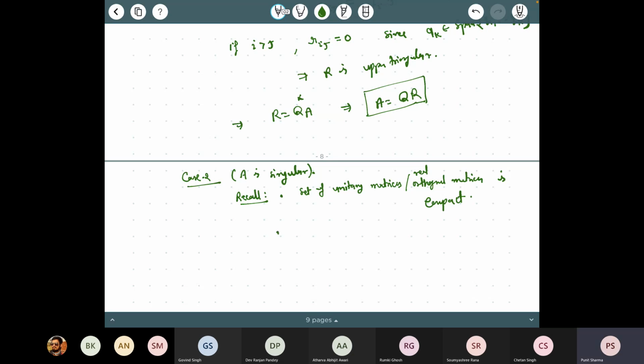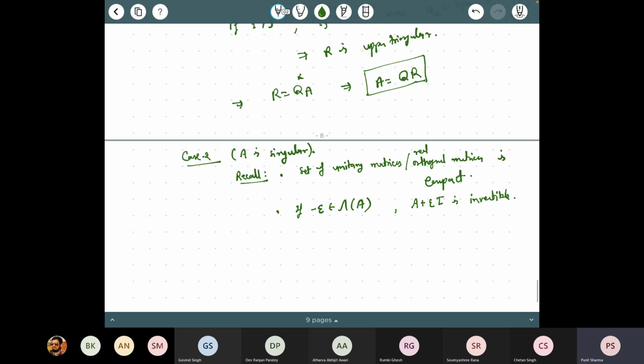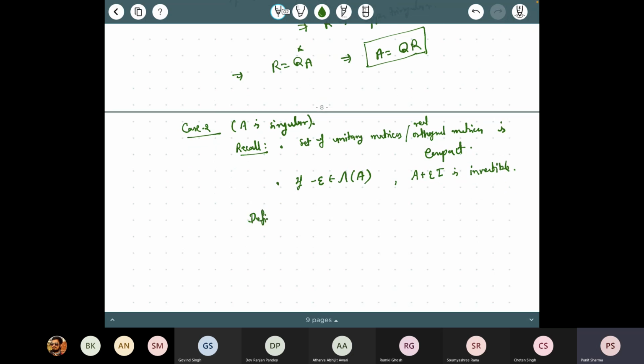And the second thing is that if minus epsilon is not in the set of eigenvalues of A, then clearly A plus epsilon I is invertible. This is also straightforward. Now what I am doing is defining AK, where AK is A plus 1 by K I.